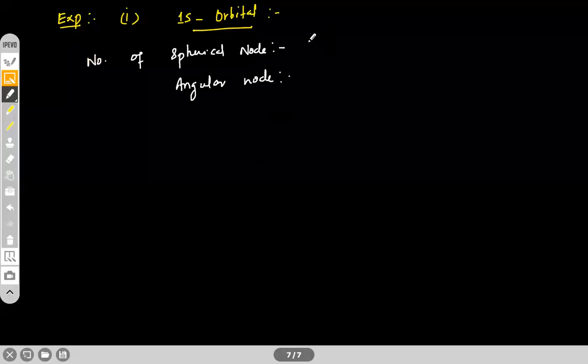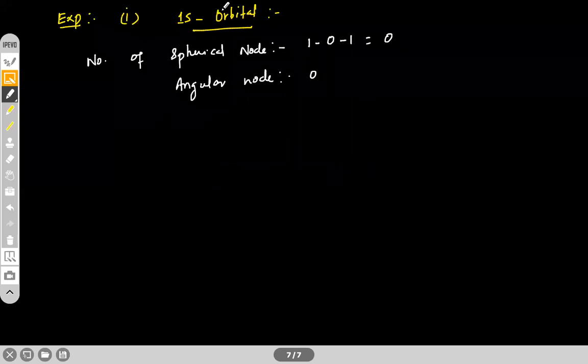When you substitute, n is 1, and L is 0 for the s subshell, so n minus L minus 1 is equal to 0. L is 0, so there is no node for this. It means we do not get any surface around the 1s orbital where the probability of finding an electron is 0. There is no node at all. Can we say for the s subshell, the angular node is always 0?